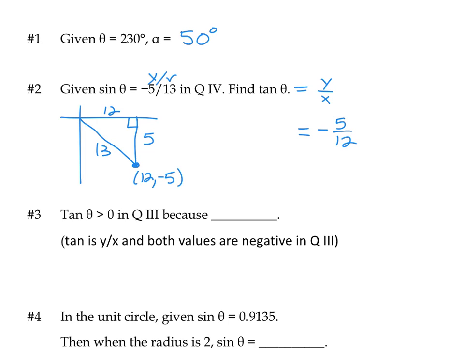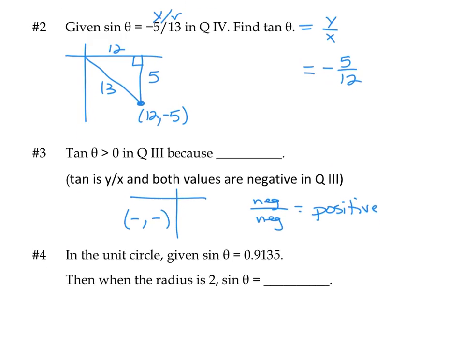For tangent greater than 0 in quadrant 3, there were some options you could pick from. The correct one was: tangent is y over x, and both values are negative in quadrant 3. Any point in this quadrant has a negative x and a negative y. As we saw in the last problem, tangent is y over x, so a negative over a negative equals a positive. That's why tangent is positive in quadrant 3. Greater than 0 means positive because both y and x are negative, and a ratio of a negative over a negative comes out positive. So let's go on.